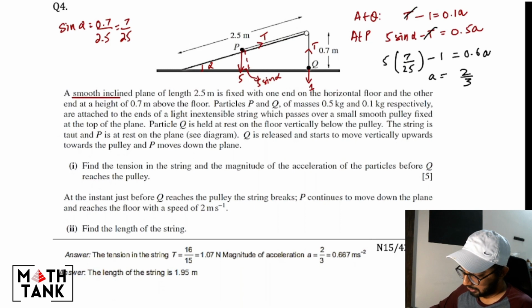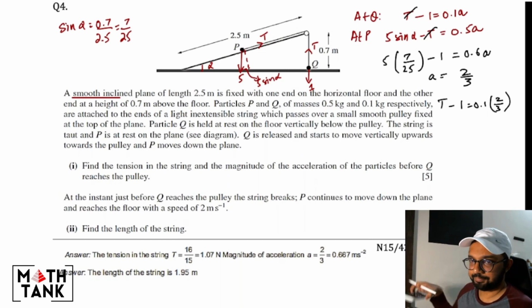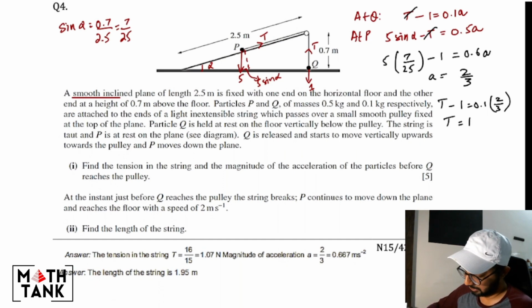To find the tension, that's simple. 0.1 into 2 over 3. I get 1. Let's just write that exact, 16 over 15. Okay, that is part 1.